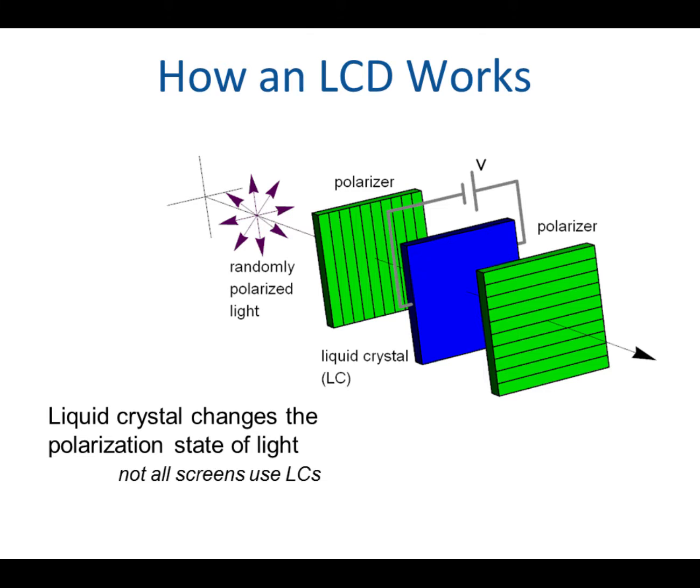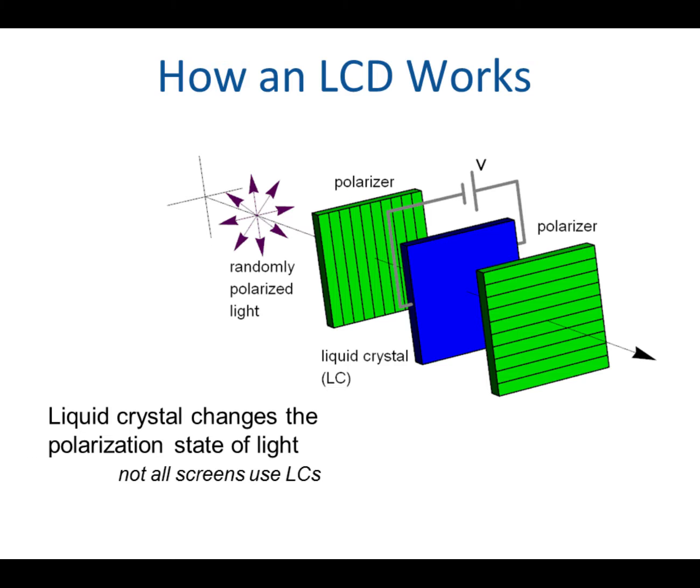So now we're going to talk about how an LCD works, and what an LCD is: a liquid crystal display, like on your phones or on most TVs now, or most computer screens now, if not all computer screens now. So how they work is you have unpolarized light or randomly polarized light coming through an initial linear polarizer. So now the light has been polarized.